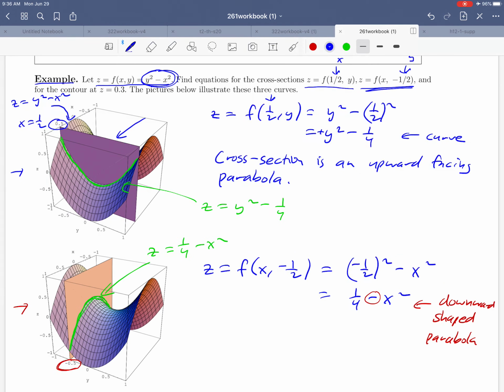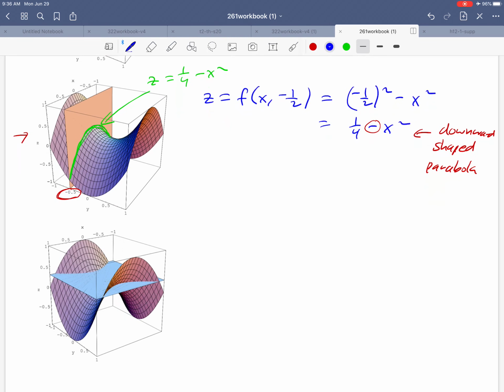Okay, and then finally, the last thing that they'd like us to do is to find a contour where z is equal to 0.3. So we're going to let z, the output value, be 0.3 and see what equation we get for that. That's going to take us down to the last picture here. So if z is equal to 0.3, that's like taking our formula, f of x y, and setting it equal to 0.3. But we remember the formula for f of x y was given to be y squared minus x squared.